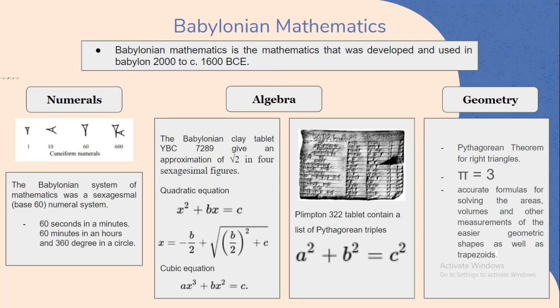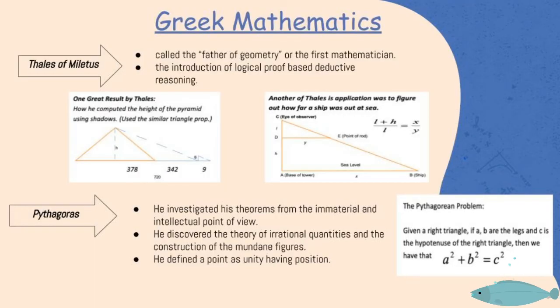For geometry, they use the Pythagorean theorem for right triangles. At that time, pi was equal to 3. They also use accurate formulas for solving the area, volume, and other measurements of easy geometric shapes as well as trapezoids.